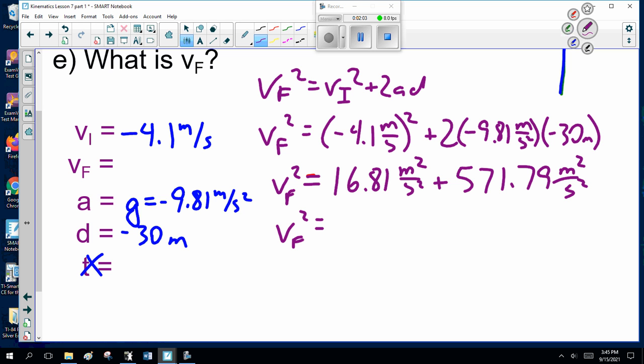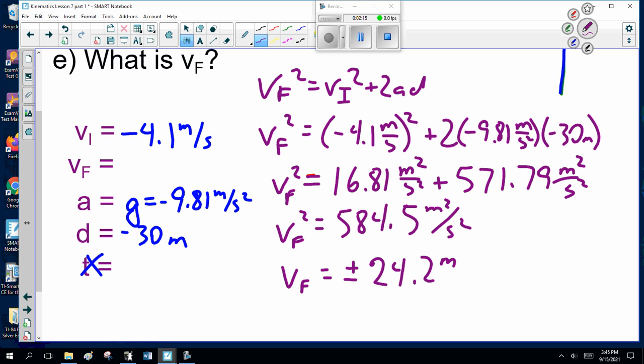Velocity final squared is 584.5 meters squared per second squared. Square root of that, you get plus or minus 24.2 meters per second. Now, we're going down, so it would be minus 24.2 meters a second. Okay? So be careful with your directions.